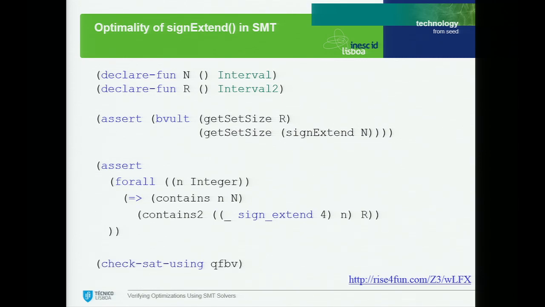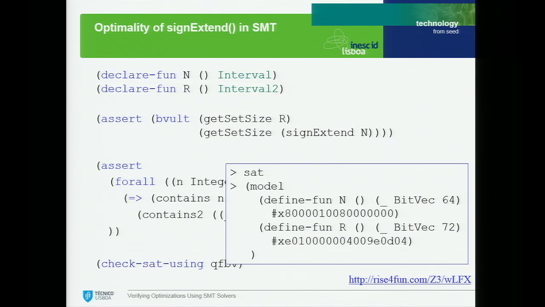Okay. Now in Z3, when you are using these quantified bit vectors, you should use this line. Because this line means you should use a different algorithm, okay? So this is just a Z3 technicality. For other solvers, just use checksat as usual, okay? And Z3 says, well, it's not optimal, okay? So Z3 found a model where signExtend is not returning the best possible solution.